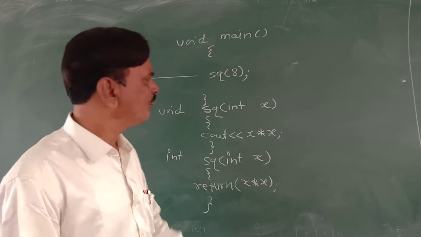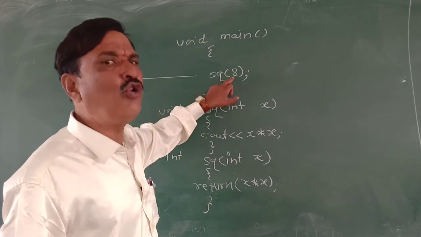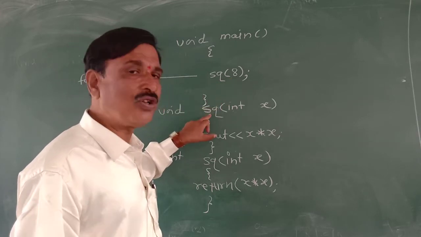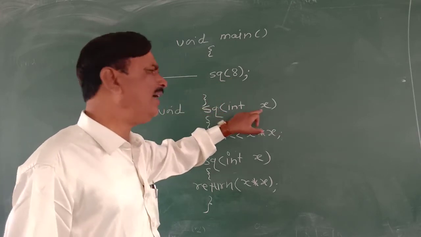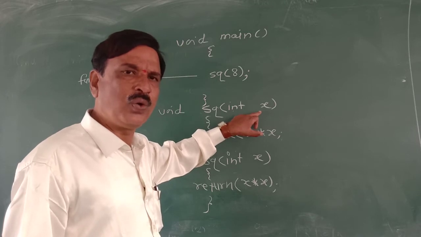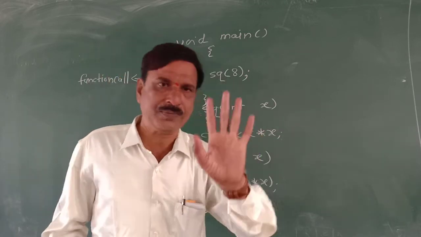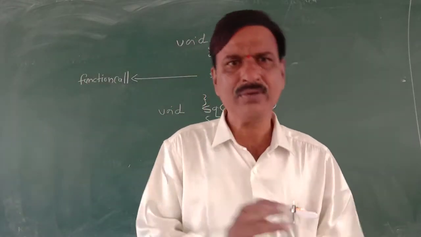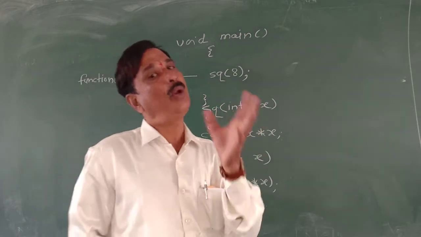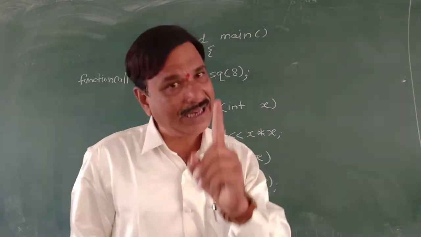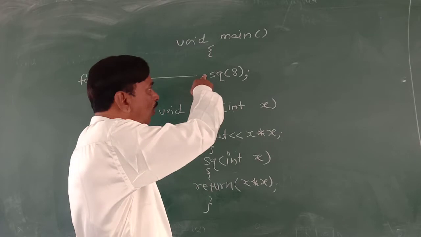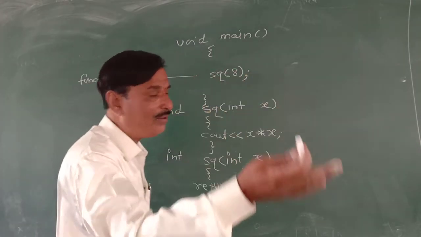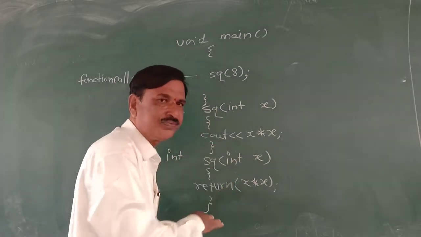How will it match? Actual parameter 8, value 8, belongs to data type int. What will the sq function accept? One int, which is known formally as x. But when function sq is called with actual parameter value 8, which is an integer, whenever a function is called, program flow comes outside the main and searches for the function.